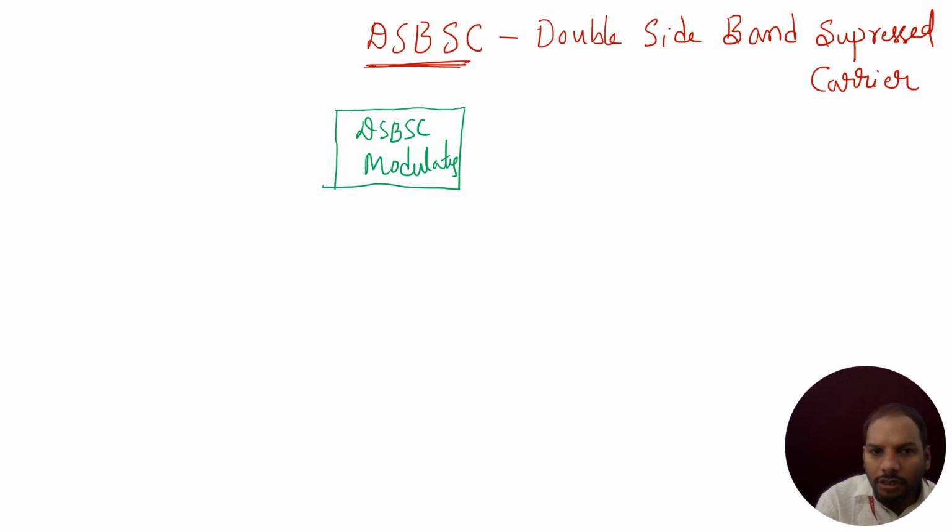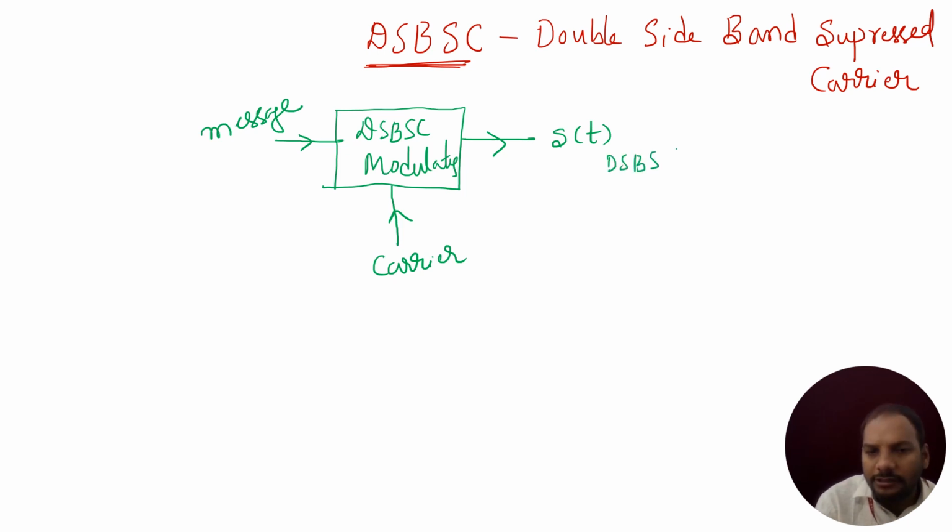Okay, for any modulator you have two inputs, right? All of you know that any modulator will have two inputs. One is the message, and the other is the carrier. And the output of this DSBSC modulator is what I write as S of t, which is called the DSBSC signal. So the two inputs, message and carrier, are given to the modulator that finally generates a DSBSC signal. Let us consider the message is M of t and the carrier is C of t.